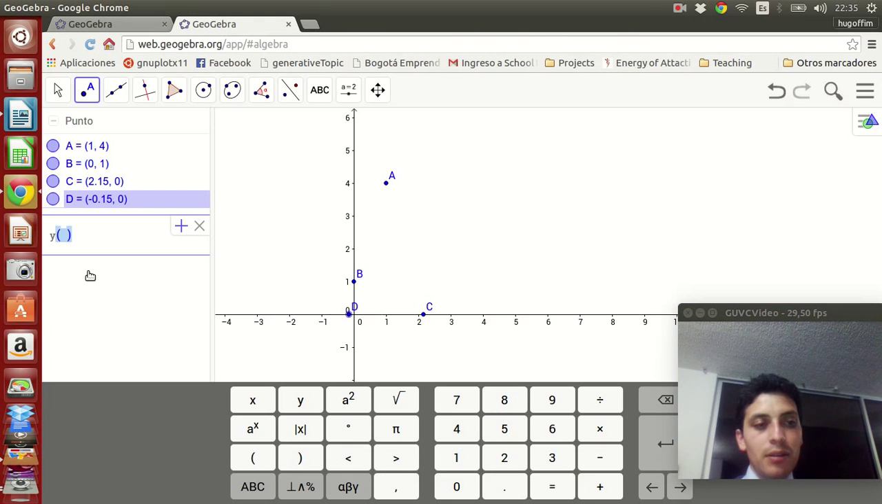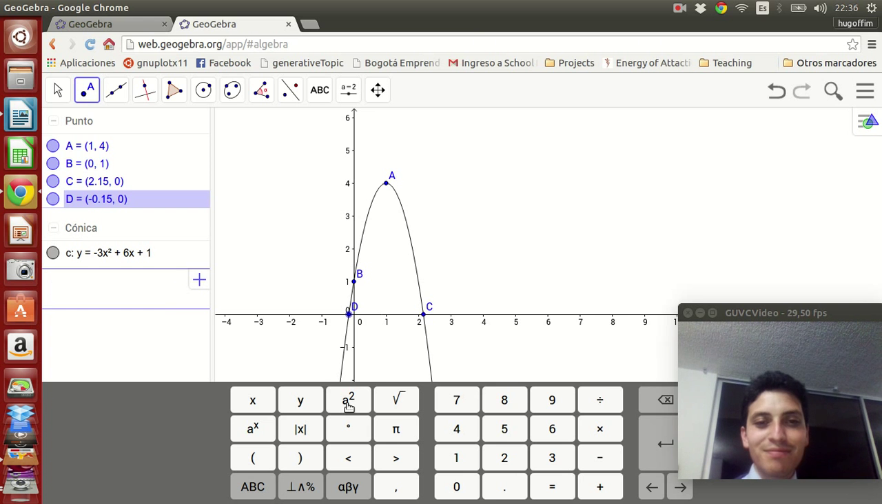So y equals minus 3x squared plus 6x plus 1. Okay? You could see the graph passes by the points that I just selected. This is the way you can sketch graphs before doing the graph. I did the graph because I have here a program to do the graph, but if you don't have the program, you can set the points using algebra and then do the graph.